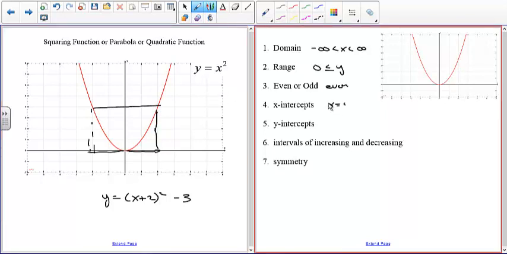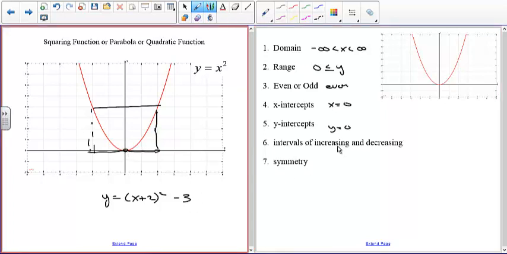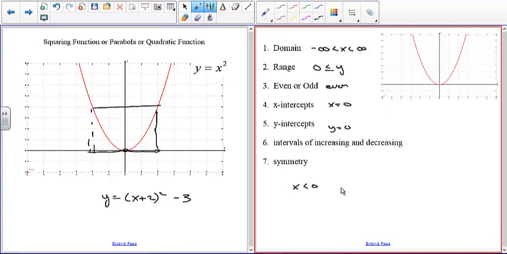The x and y intercepts are just 0, 0. That's this point right there. And in terms of increasing or decreasing, we could say when x is less than 0, it's decreasing, because the y value is getting lower, lower, lower until I get to x equals 0. So for x greater than 0, it's an increasing function. And is it symmetry? Yeah, it's symmetric around the vertical line x equals 0, which is the y-axis. So things on this side are symmetric to that side. Okay, so that's a quadratic.